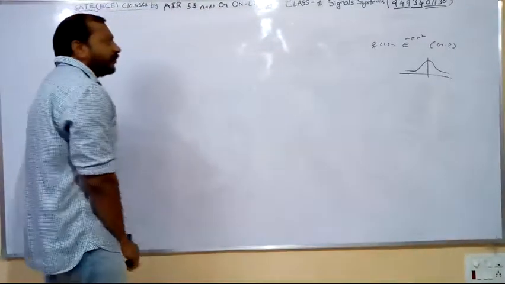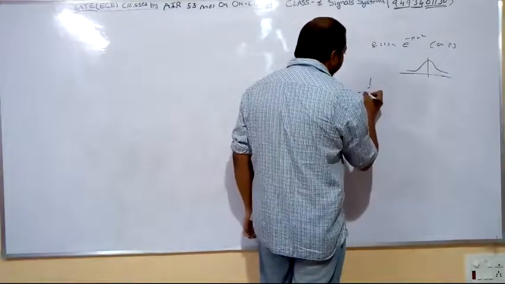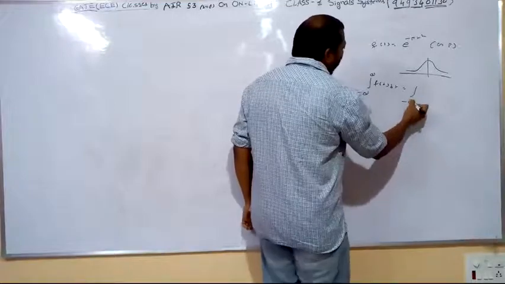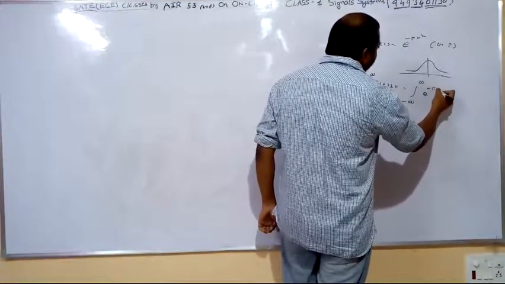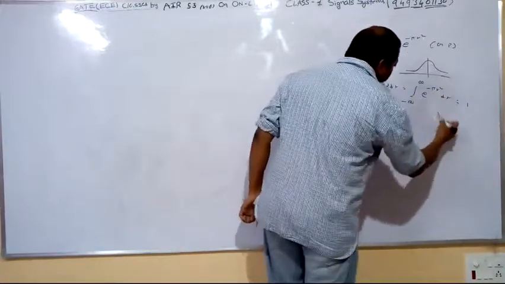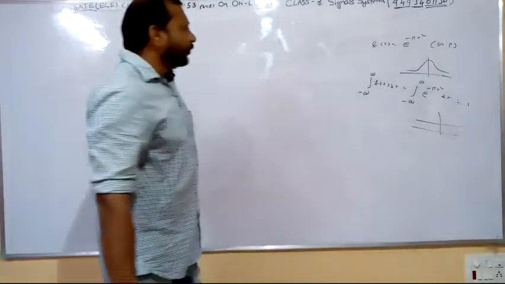And what is the integration of the signal? The integration of the signal is the integral from minus infinity to infinity of f of t dt, which is the integral of e to the power minus pi t square dt. We have already seen in the previous session that this value is equal to 1. So the integration of this is a constant value.